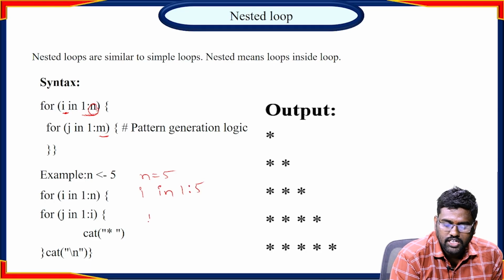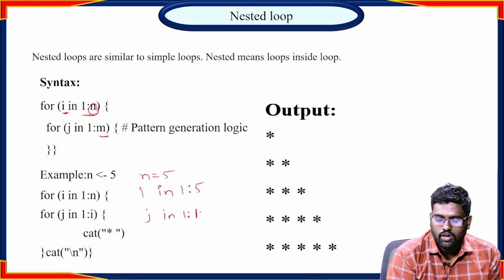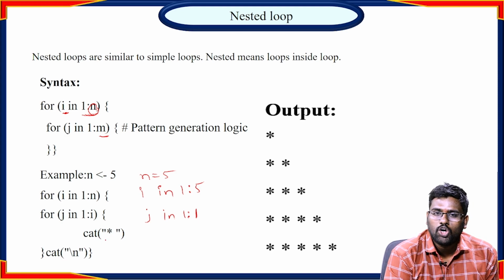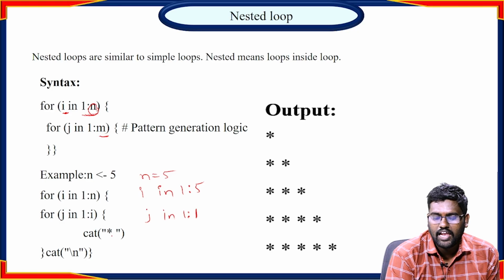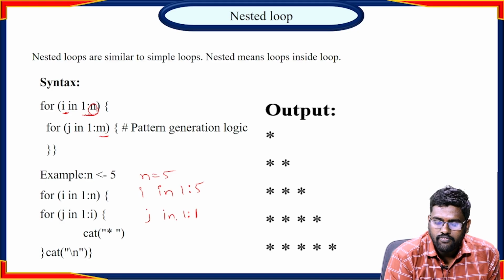Next, for j in 1:i, where the first value is 1. So cat of star. Cat is used to display the output, to concatenate the given values into the output. First i is equal to 1, so cat of star means it will print one star. Next the value is iterated, so i changes to 2. So cat of star means it needs to print 2 stars.